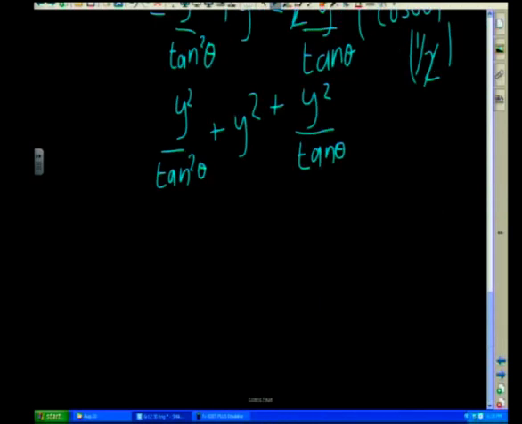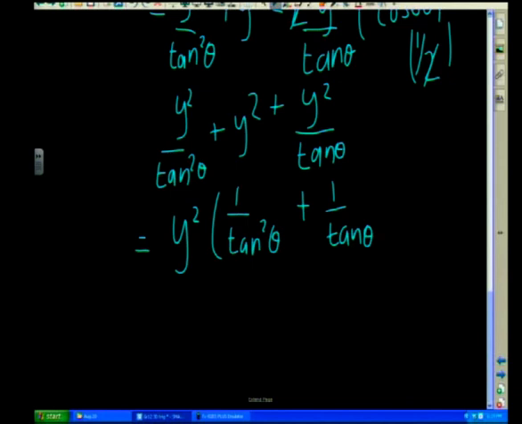All right, so the first thing I'm going to do is take y squared out as a common factor. And I'm just going to rearrange this. So I've taken y squared out as a common factor. I'm going to be left with 1 over tan squared theta plus, and I'm just going to rearrange the terms, plus 1 over tan theta. And I've taken y squared out, so it's just going to leave me with 1.